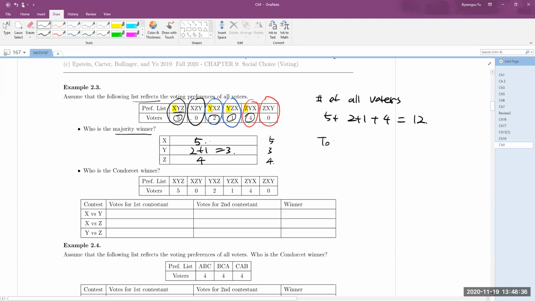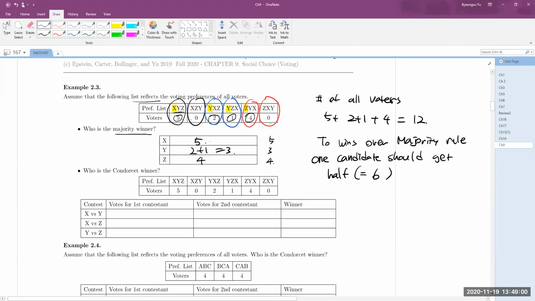So to win over majority rule, one candidate should get half, which is in this case 6, right? Because half of the 12 is 6 of the votes.